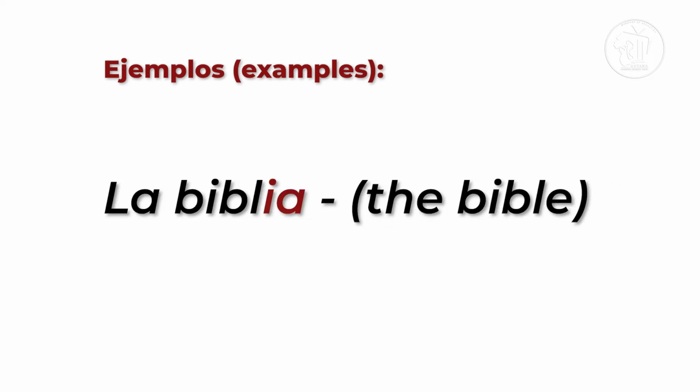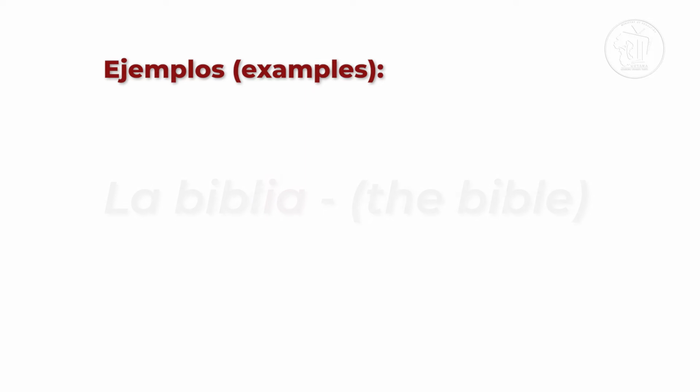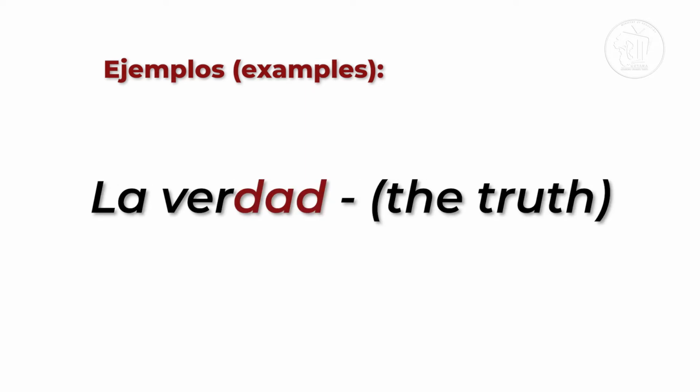Similarly, if it ends in ia, we use the definite article la: la Biblia, which means the Bible. Verdad, which means truth. As you could see, the word verdad ends in dad. So we use the definite article la. To say the truth, we say la verdad.